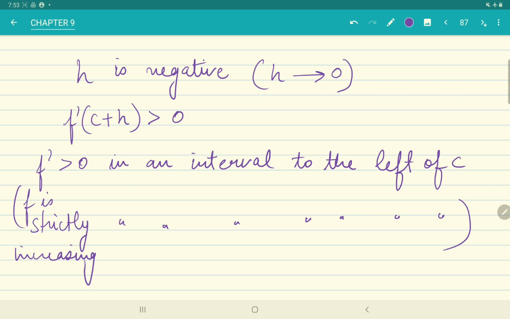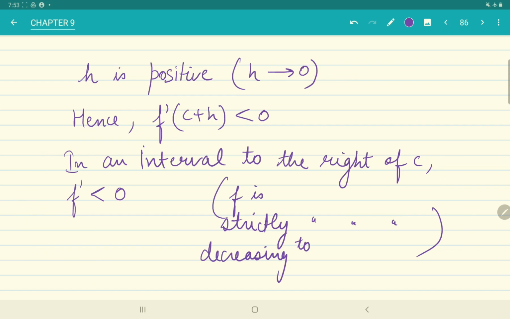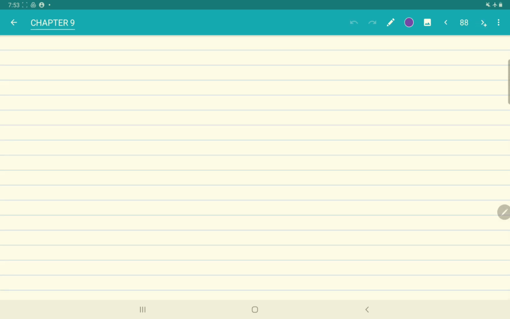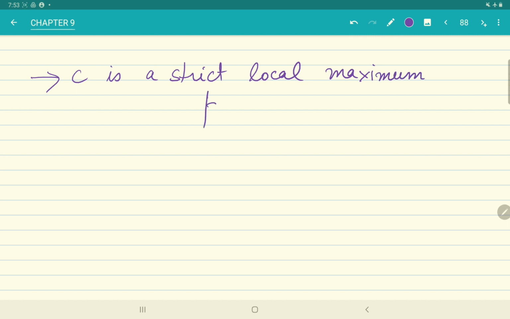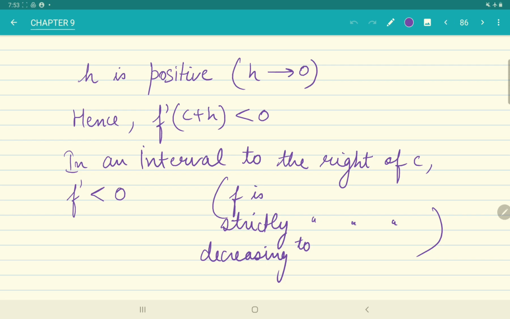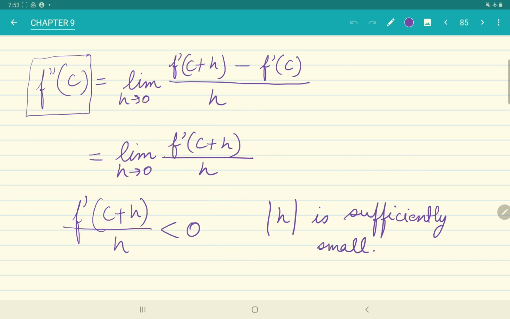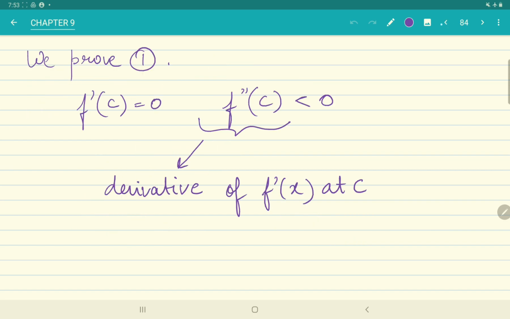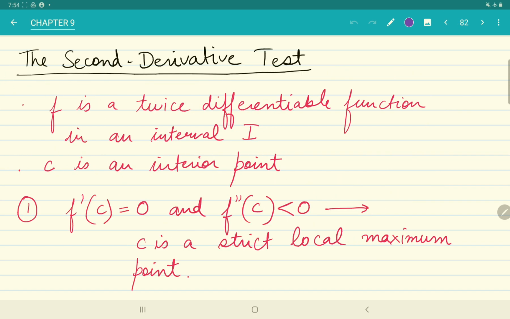So the function is strictly increasing to the left of c, it is strictly decreasing to the right of c, and that just means this implies c is a strict local maximum point for f. And that's exactly what we had to prove: that if we have f prime of c equal to 0 and f double prime of c less than 0, then c is a strict local maximum point.